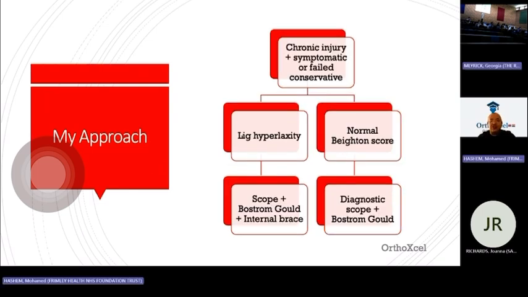What if it's a chronic injury or the patient is still symptomatic or conservative treatment has failed? If the patient has ligamentous hyperlaxity, with a Beighton score of 4 plus, I go for scope, Broström-Gould, and internal brace. If the patient has a normal Beighton score, meaning 4 or less, I'll go for diagnostic scope and Broström-Gould without internal brace.